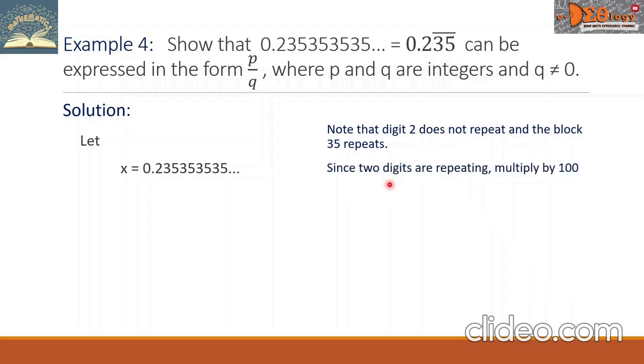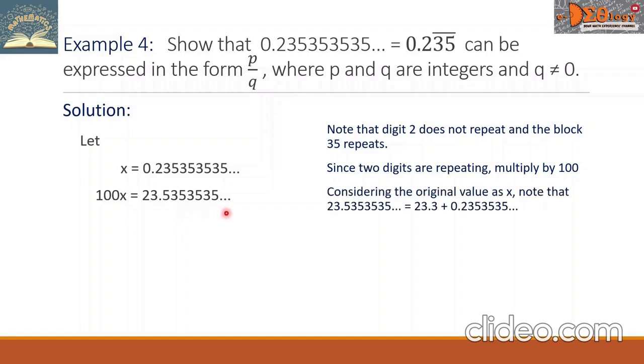In that case, since two digits are repeating, we multiply the equation by 100. So the equation becomes 100x equals 23.535355 and so on. Considering the original value as x, note that 23.535355 and so on is equal to 23.3 plus 0.23535355 and so on. So let us rewrite our equation. It becomes 100x equals 23.3 plus x.